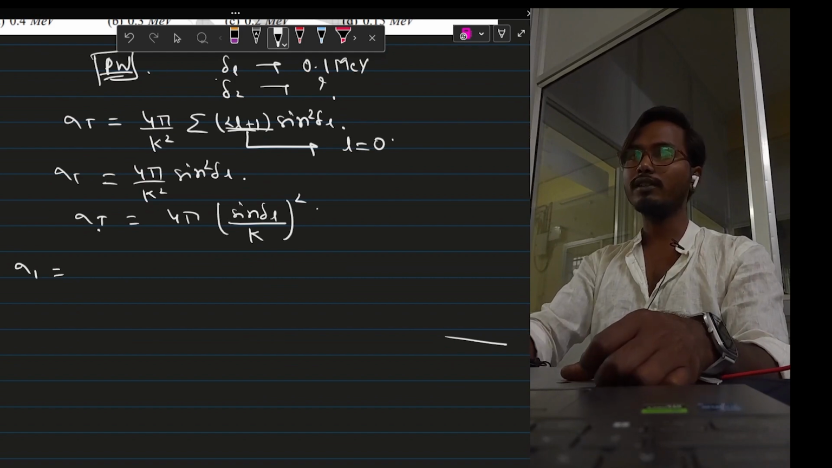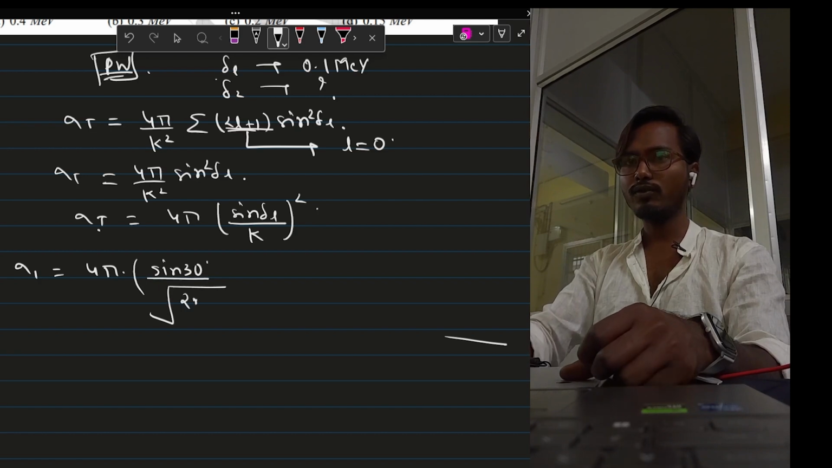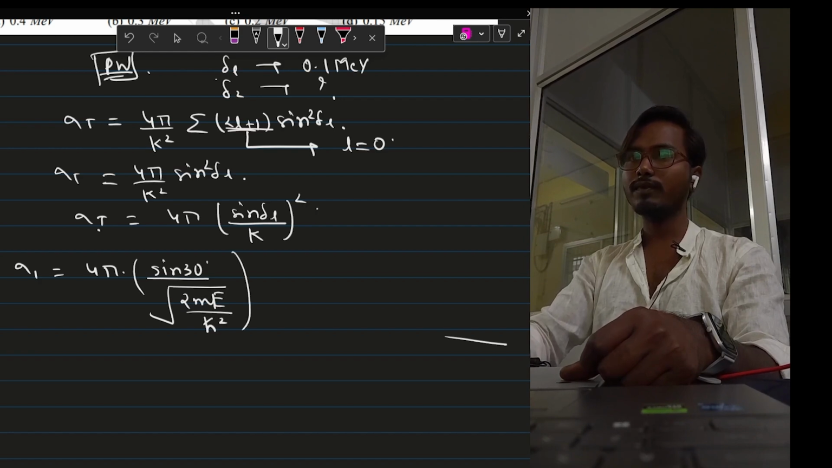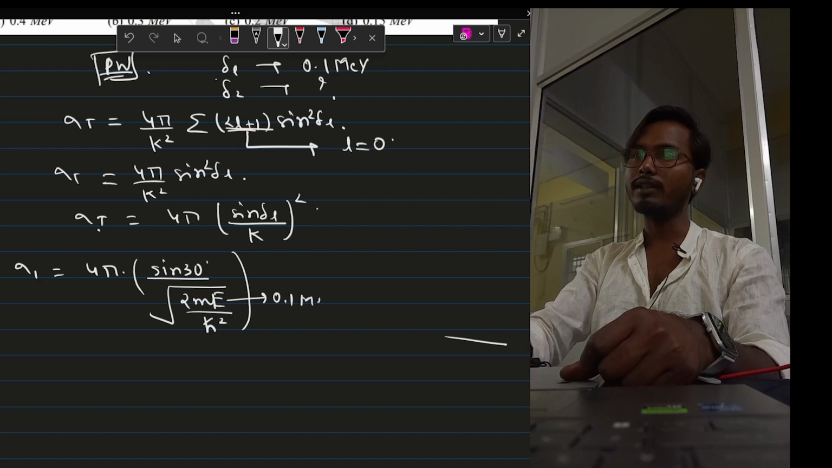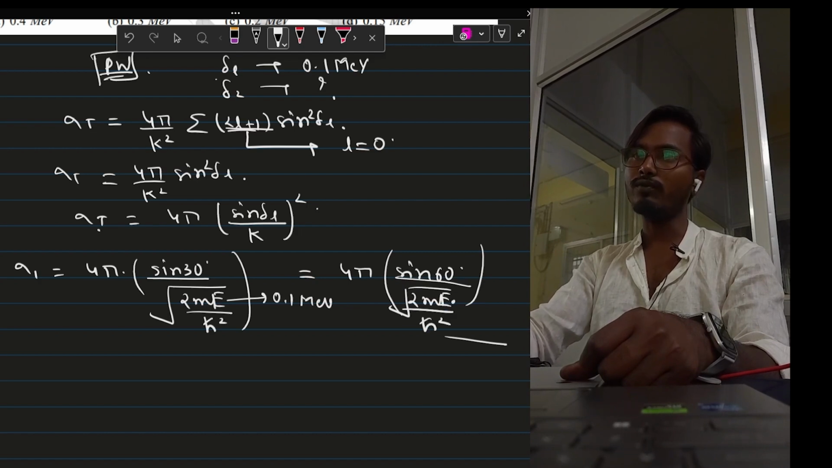For the first particles, 4 pi times sine 30 degree and then the value of k is root over 2me upon h cut square, and the value of e here is 0.1 MeV. And then for the second, 4 pi sine 60 degree and root over 2me upon h cut square. We have to find the value of this e, and then square. So every term cancels out.